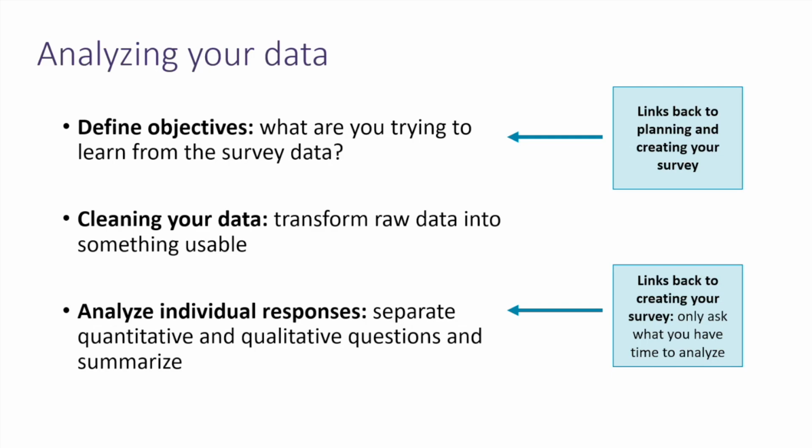There's that cleaning your data stage where you're transforming your raw data into something usable. We talked about skip coding, things like that will maybe affect what your data looks like, and just accounting for that before you move into analyzing individual responses. Something that you could do at this point is separate out the quantitative and qualitative questions, summarize each, and give a description of what you found on each.